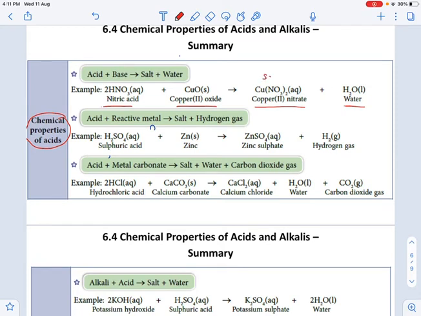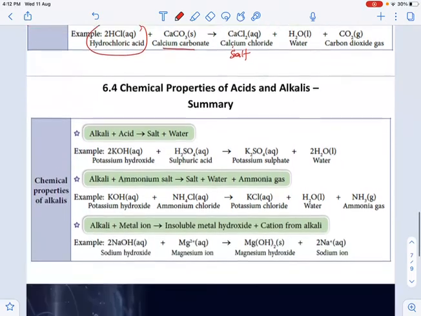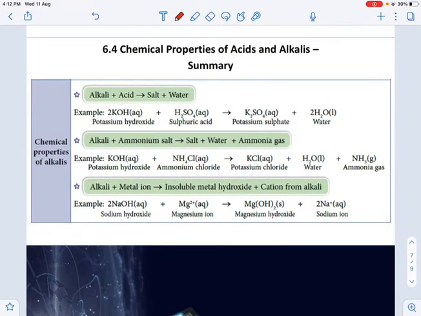So copper(II) nitrate is a salt. Second, acid reacts with a reactive metal to form salt and hydrogen gas. The example given here is sulfuric acid reacts with zinc to form zinc sulfate, which is salt, and hydrogen gas. And third, acid reacts with metal carbonate to form salt, water and carbon dioxide gas. The example given is hydrochloric acid reacts with calcium carbonate to form calcium chloride, which is salt, water and carbon dioxide gas.